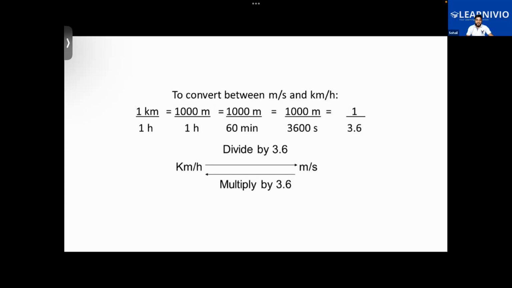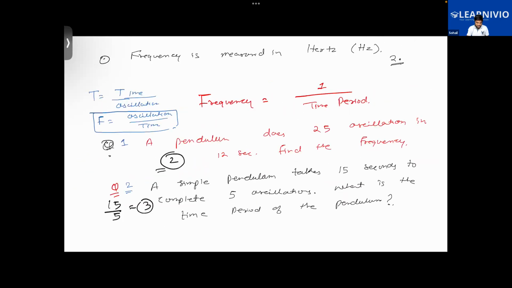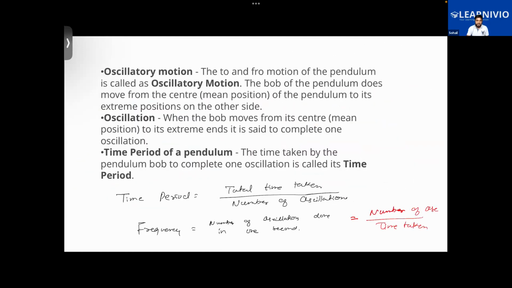So what do we know about rotational motion? When an object moves in a circular path about a fixed point with a fixed axis, it is said to do a rotational motion. For example, a spinning top is doing a circular motion about a fixed axis. Or the Earth is also spinning on its axis right now. So we have several examples of rotational motion.